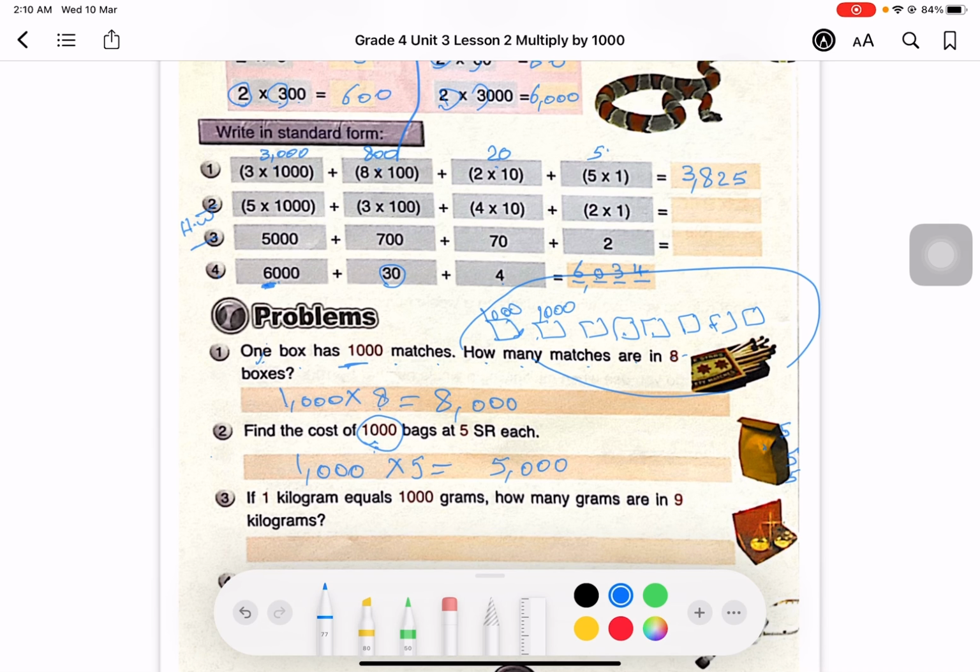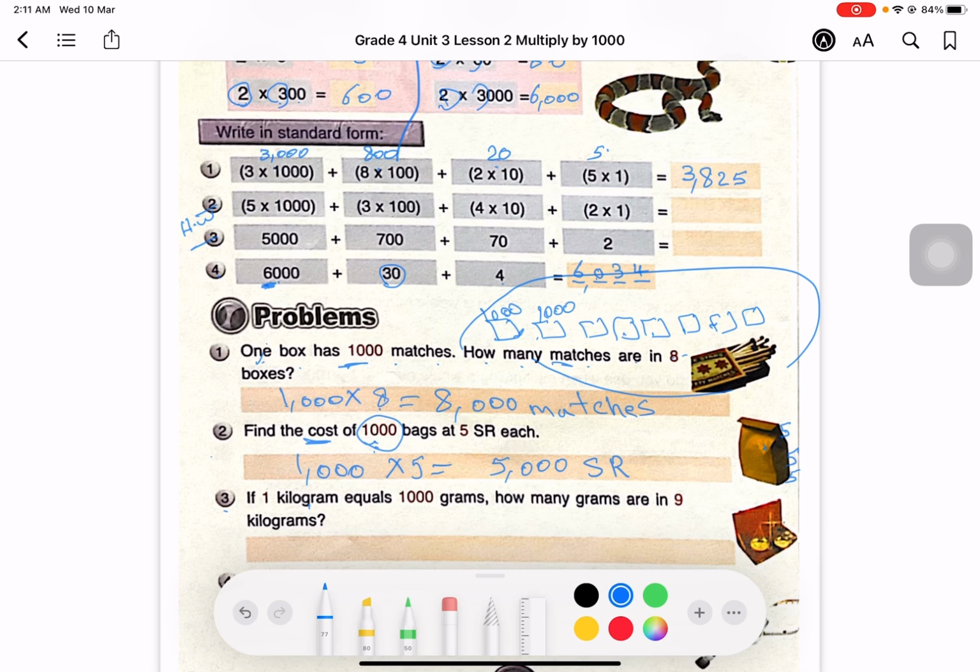And what is my unit? It will be what? Find the cost. Cost means how much it is worth. So you are going to write Riyal Saudi. Okay? Here, how many matches? So you will write here matches. You need to write your unit when you solve a problem. Okay, now let's go to the last question.